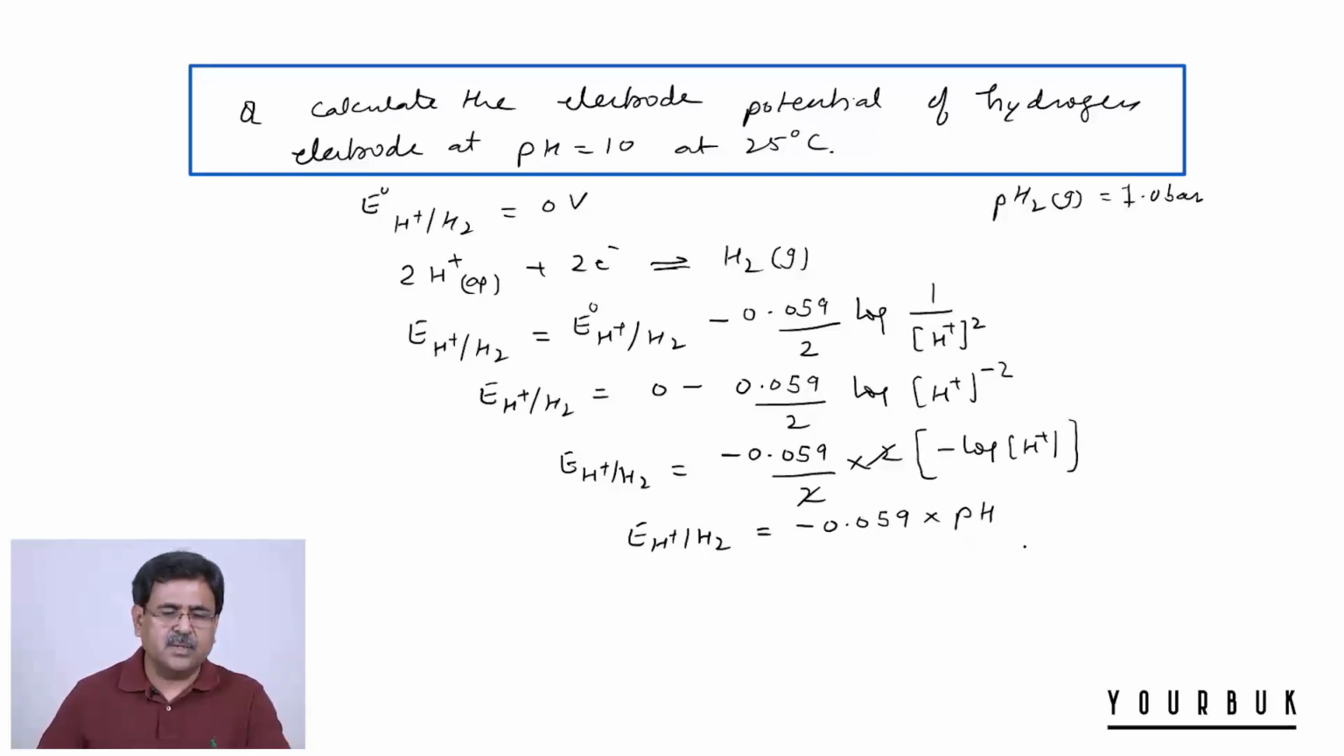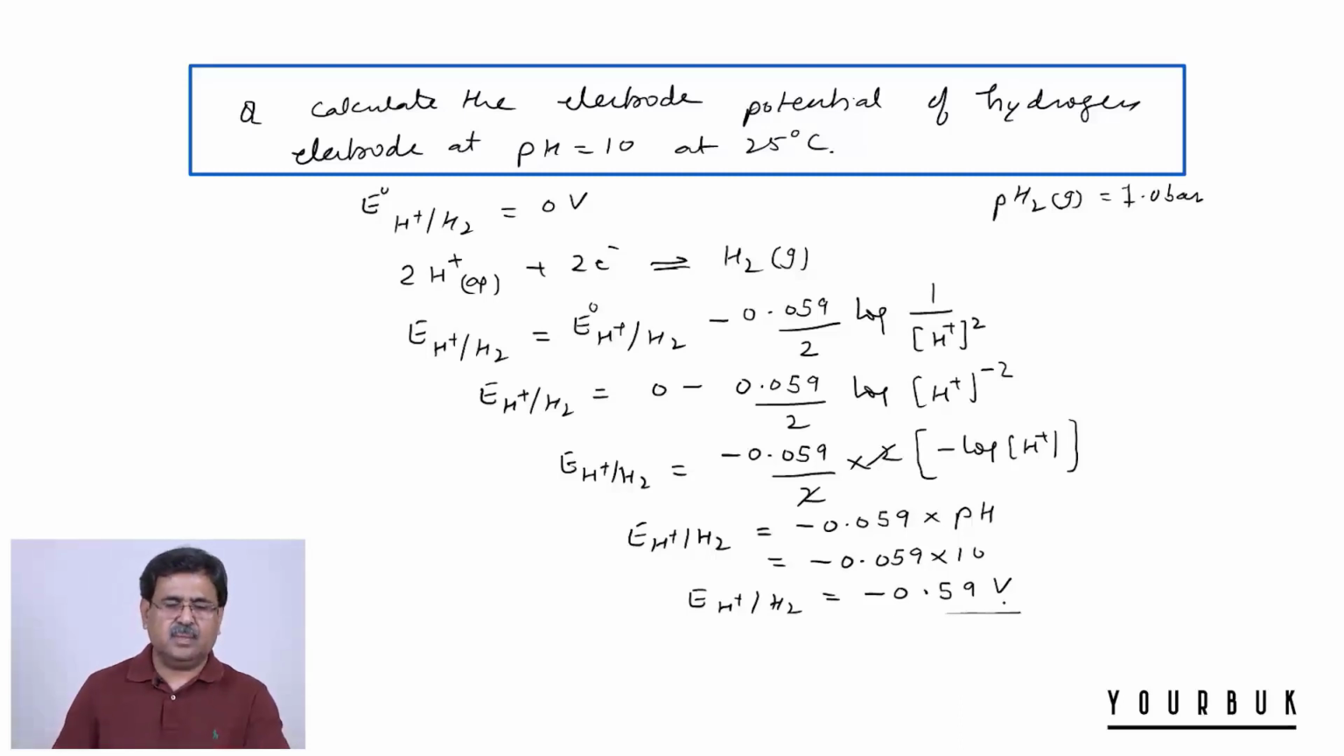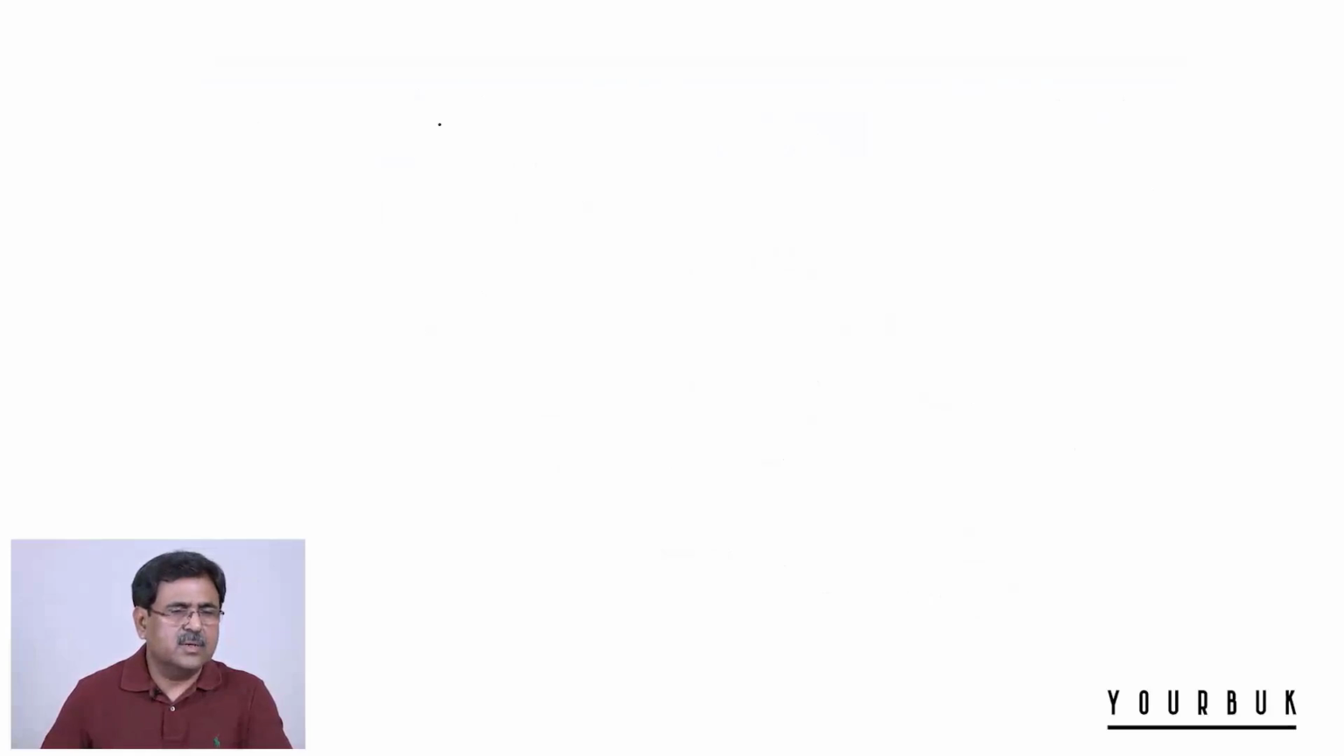Now in this question the pH is equal to 10, so we put the value of the pH: 0.059 into 10. So the electrode potential of the hydrogen electrode at pH equals 10 is minus 0.59 volt. So this is our answer. This is a very important relation: the electrode potential of the hydrogen electrode and the pH are related by this equation. So whatever the pH is given, just put the value of the pH and calculate the electrode potential of the hydrogen electrode.